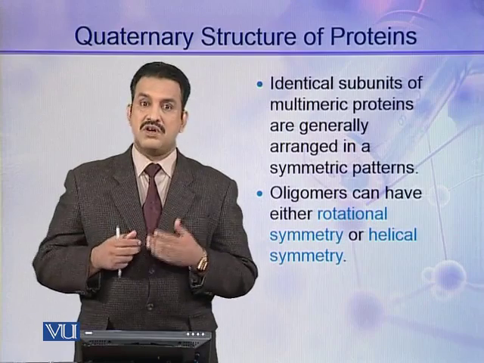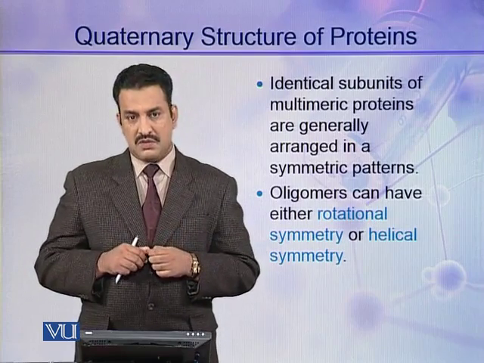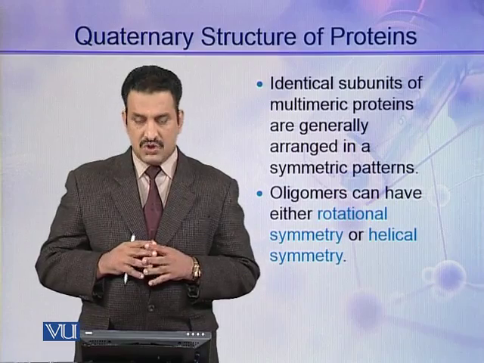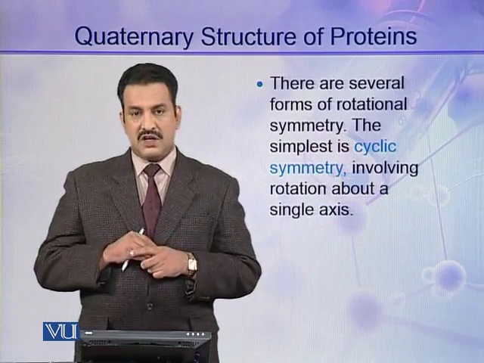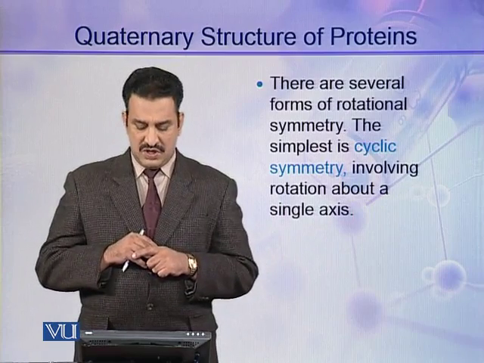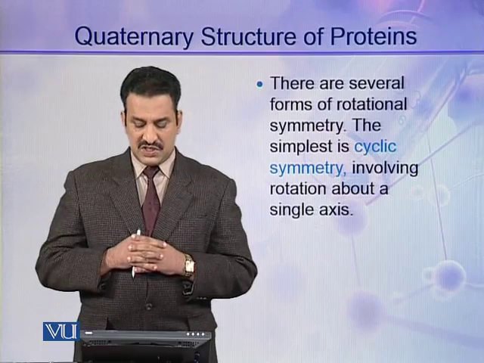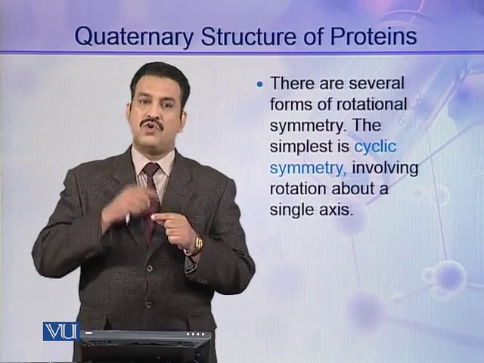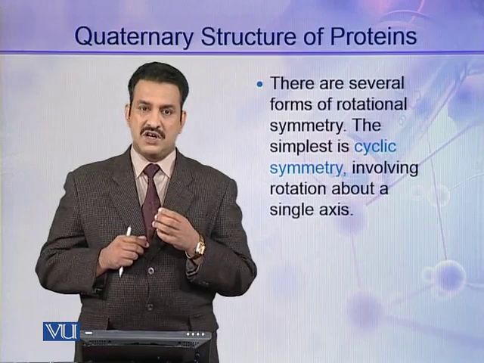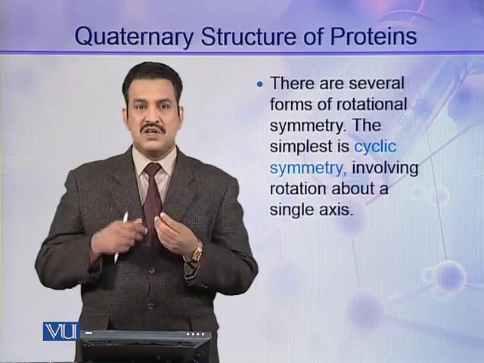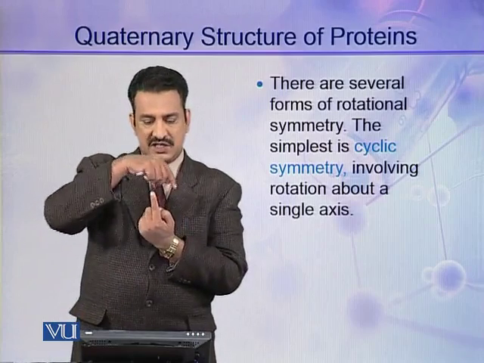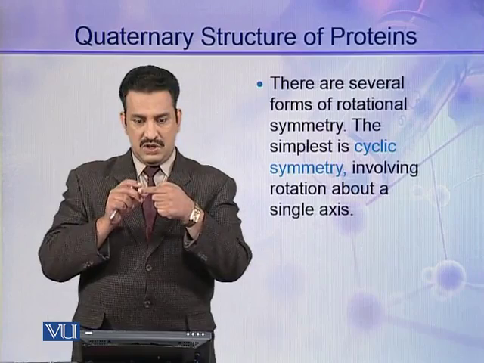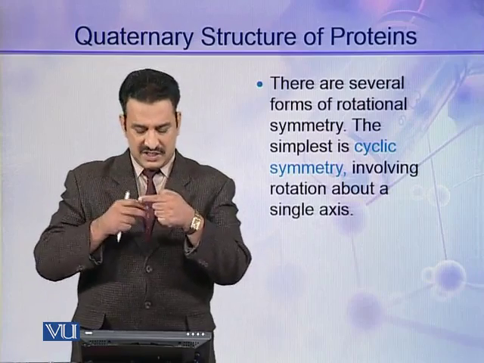Rather, they have very regular symmetric patterns, and mainly two symmetries are present in proteins: rotational symmetry and helical symmetry. There are several forms of rotational symmetry, and the simplest is cyclic symmetry. In cyclic symmetry, there is a single axis of rotation. That means the oligomers or the protomers rotate around a single axis. Either this is the single axis and rotation is like this, or this may be the rotational axis and the protomers are arranged around this axis.